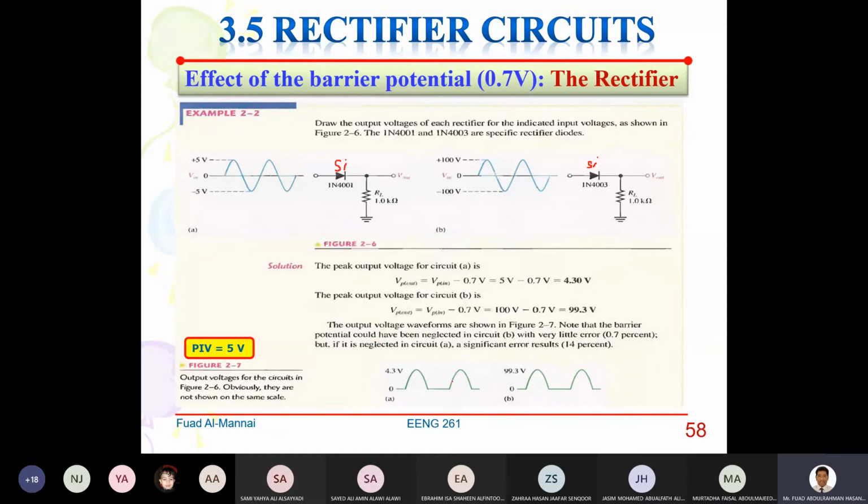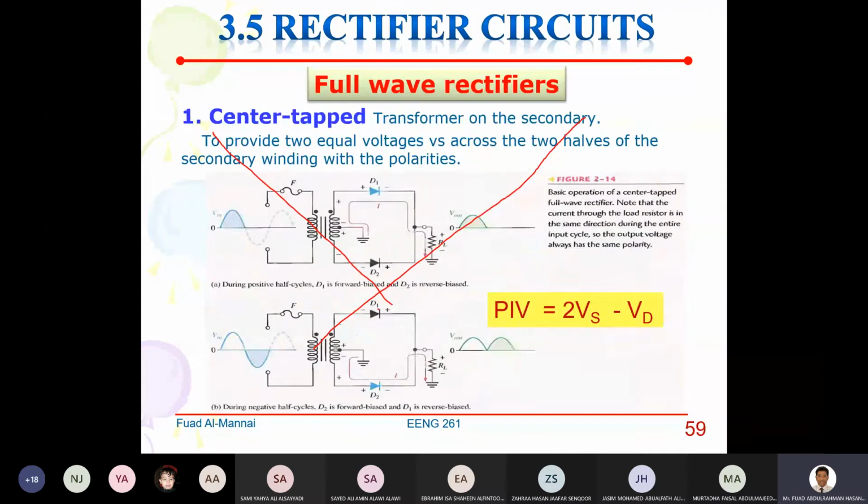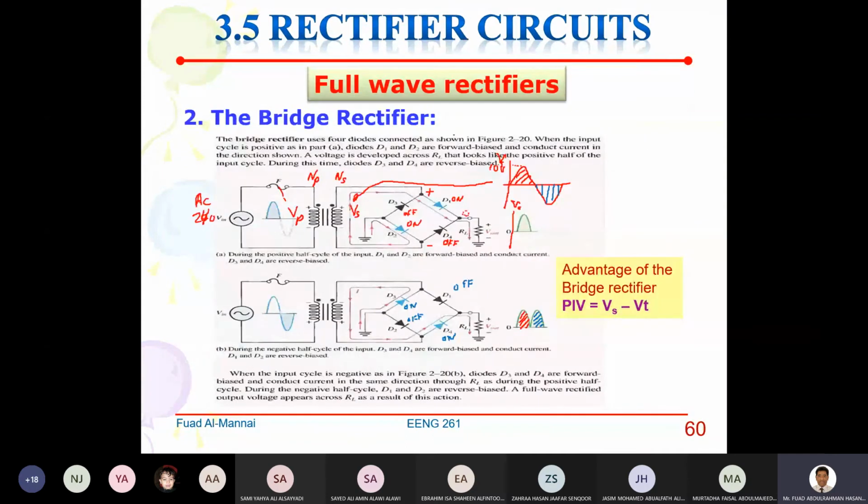That means you are operating only 50%. That's not good for us. That's not good. Now, how are we going to utilize the whole cycle? Okay, whole cycle. And that's done by the bridge rectifier. And the bridge rectifier is called full wave rectifier.